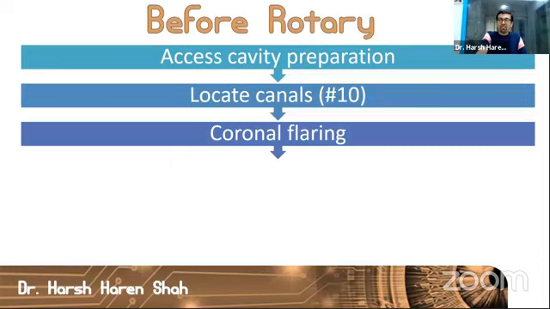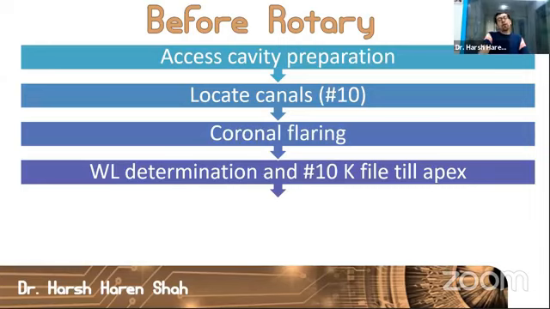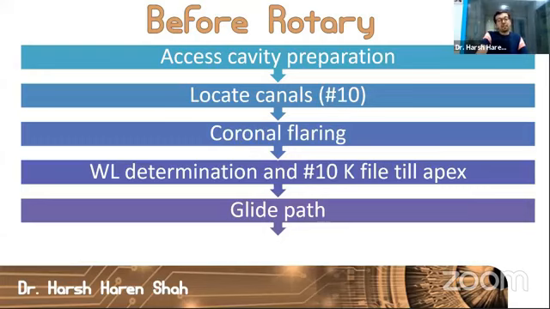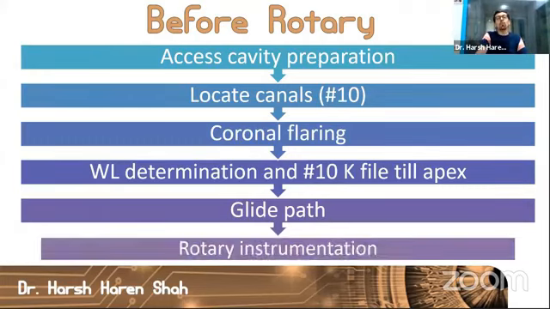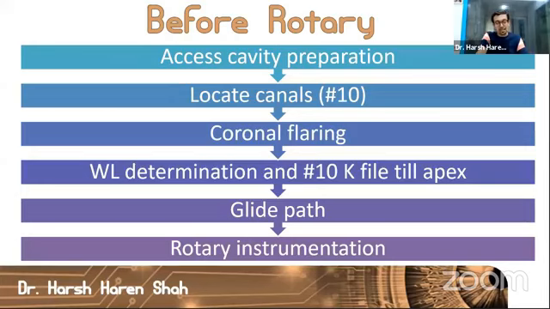When you perform coronal flaring, it becomes easier to insert subsequent instruments in the root canal. Once your root canal orifices are flared, we will determine the working length, and we'll be inserting a number 10 K file right up to the apex or right up to the working length. We will then prepare a glide path, and only after the glide path has been prepared, we will be moving towards use of rotary instruments.